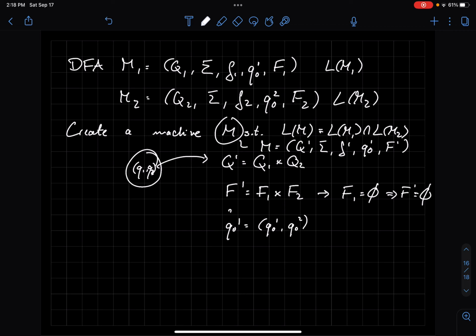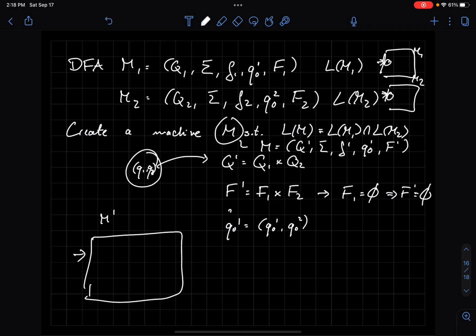So if I have two machines, my machine M1 and my machine M2, then my machine M prime here, the start state is going to encode the role of Q01 and Q02. And now, what do my transitions look like? This is the most important thing. So what do my transitions look like in this space?